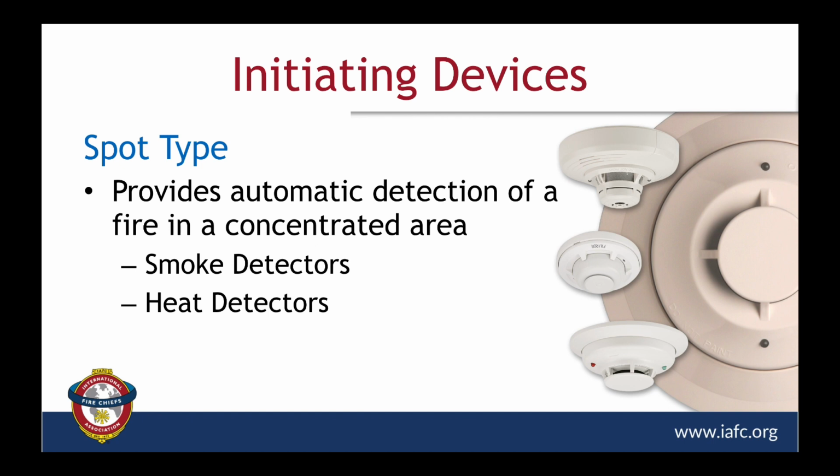A spot type smoke or heat detection device are two of the most common, and they require the energy of the fire to transport sufficient levels of smoke, heat, or gas to the location of the detector. Now, these devices essentially passively await the arrival of smoke, heat, or gas before they can begin sensing the threat of a fire. These units are typically mounted on ceilings, but they can be mounted on walls as well.